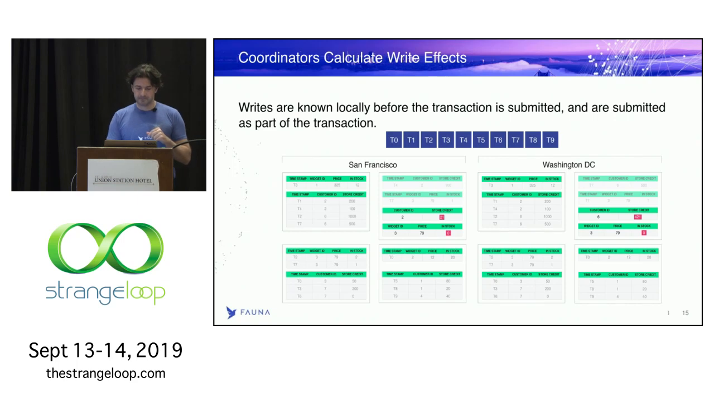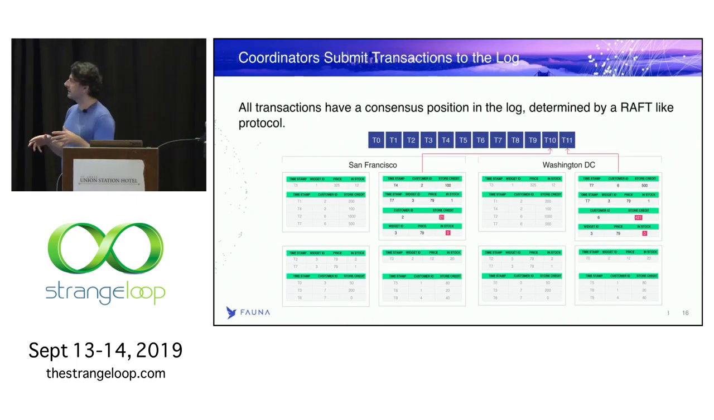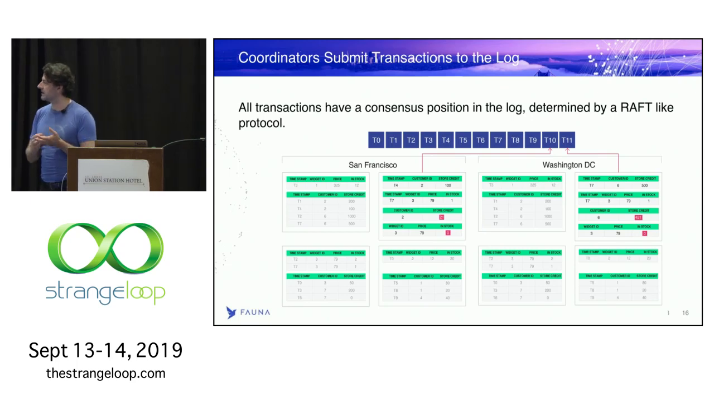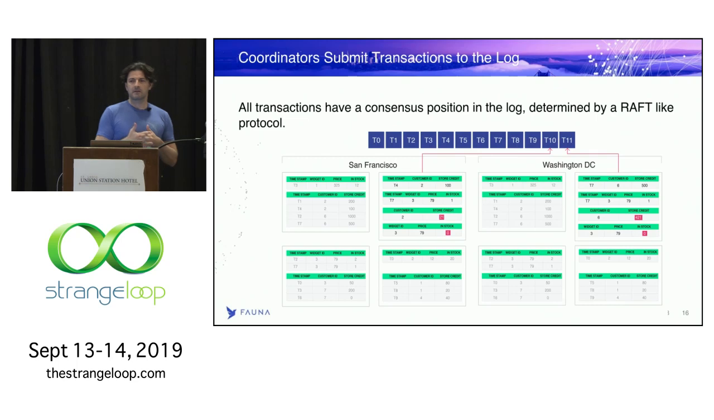And what we do now is we submit, so both replicas will be submitting these transactions to a transaction log. The transaction log is defined by a consensus protocol. We do use an interestingly modified version of Raft. We do have an interestingly modified version of everything, really.